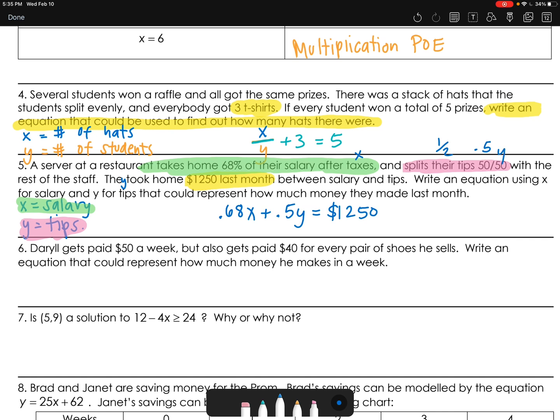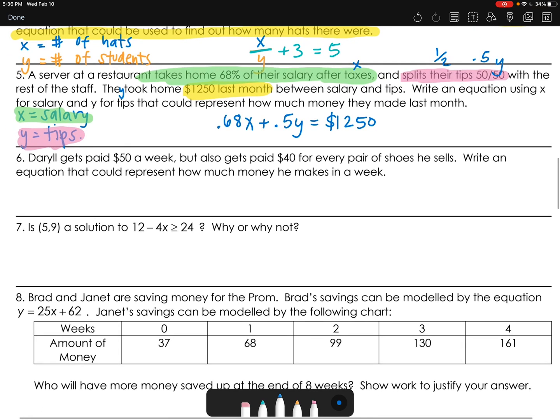60% of X split their tips, which was Y. Okay, write an equation to represent that's how much money they made last month. So we answered the question correctly. And there you go. Okay?